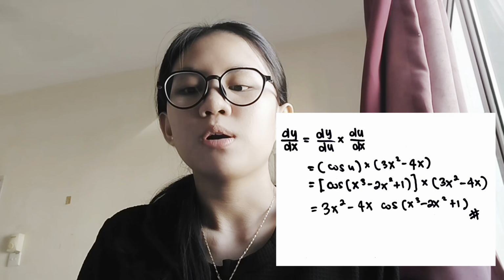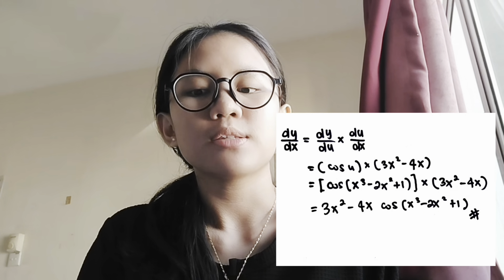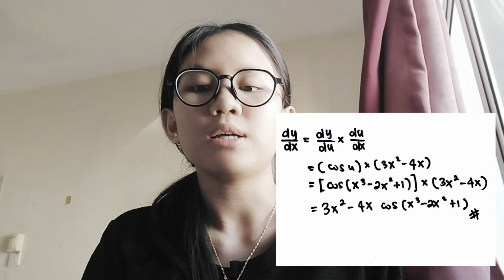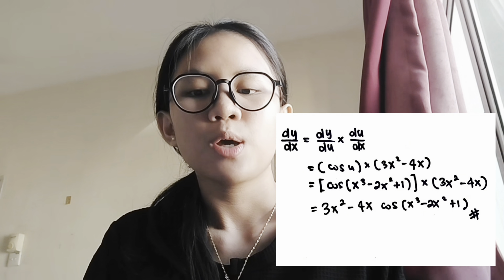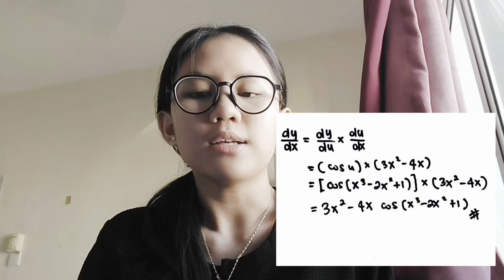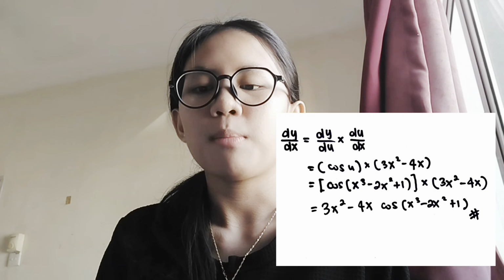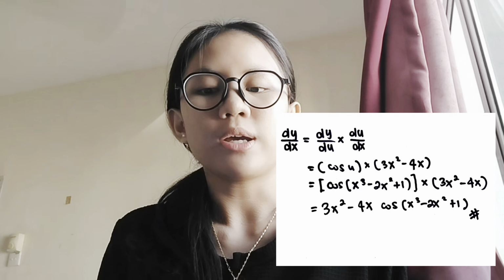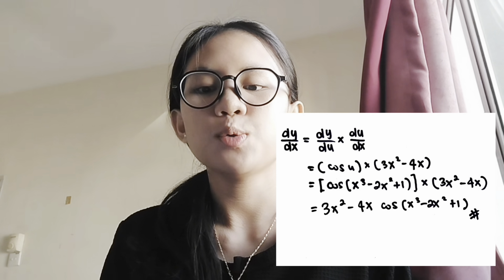Then we substitute the u into the cos u. So it becomes cos in a bracket x cubed minus 2x squared plus 1, then times 3x squared minus 4x. Then the final answer we get is 3x squared minus 4x cos in the bracket x cubed minus 2x squared plus 1.